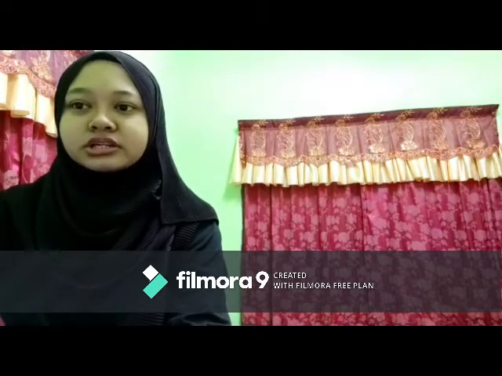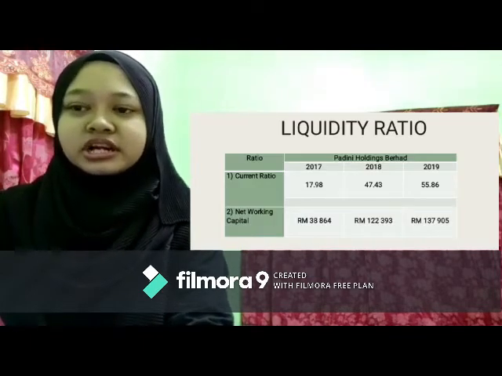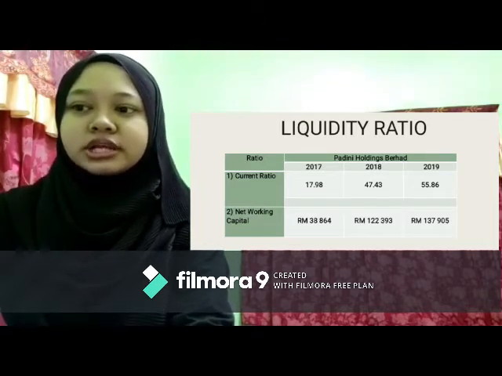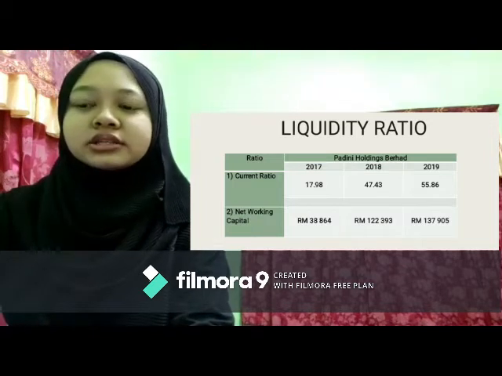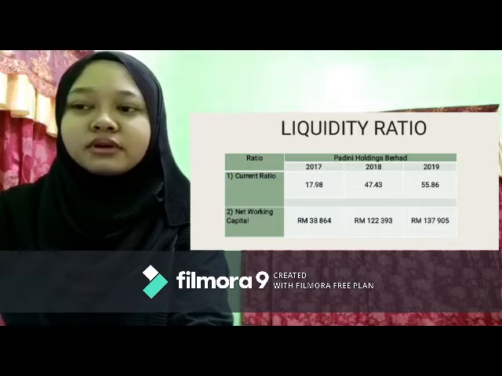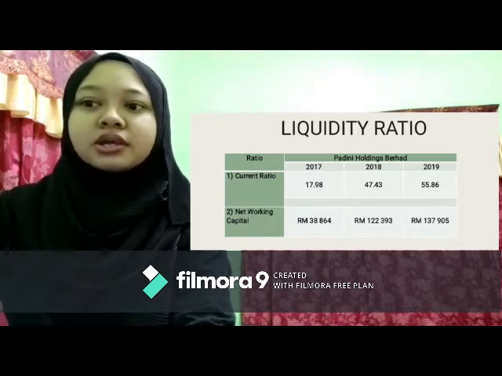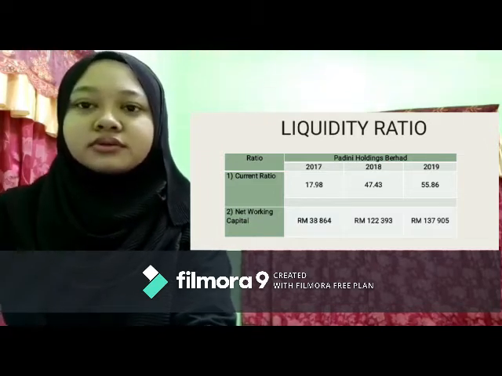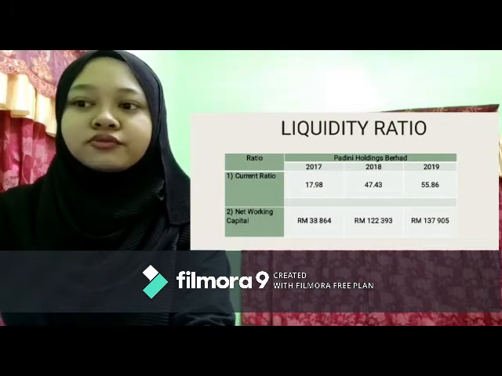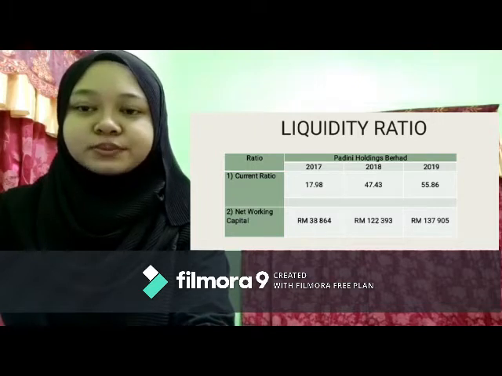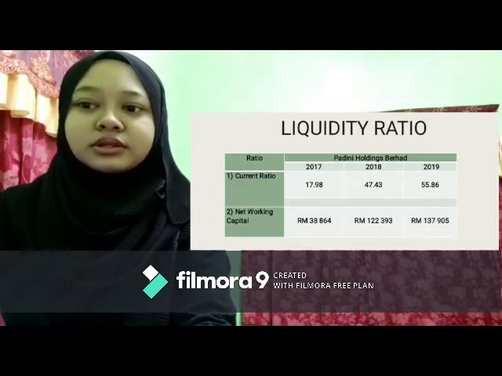Next, ratio analysis. Horizontal analysis for Padini Holdings Berhad. First, liquidity ratios. Under the liquidity ratio are current ratio and net working capital. First, current ratio. In 2019, the company has a greater ability to use its current assets to pay short-term debt by 55.86 times compared to 2018 and 2017 with 47.43 times and 17.98 times respectively.